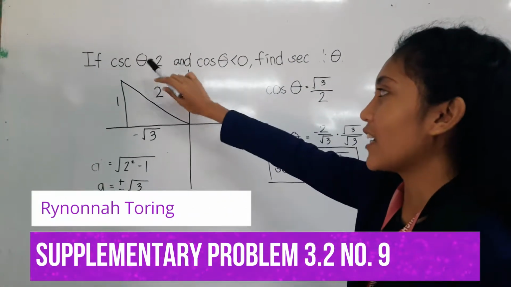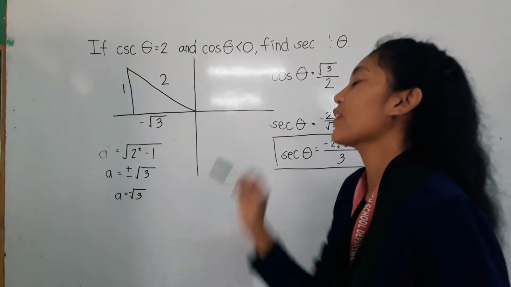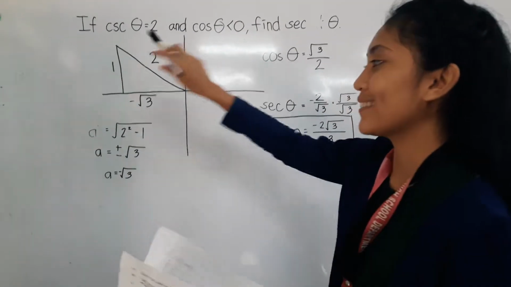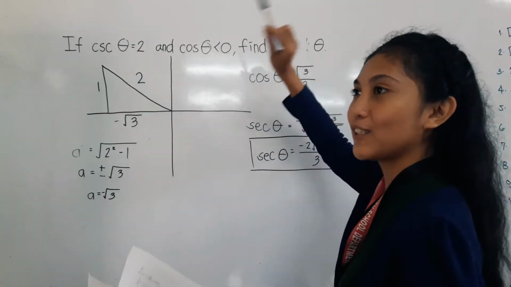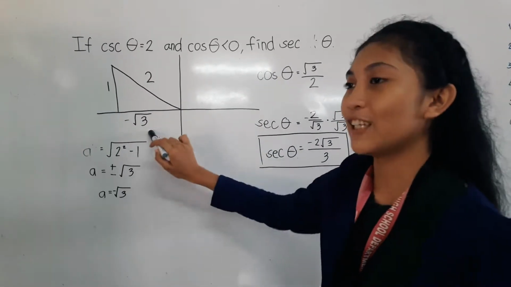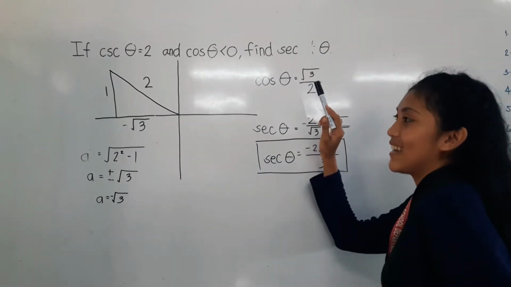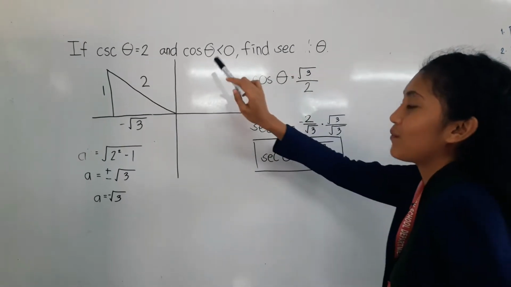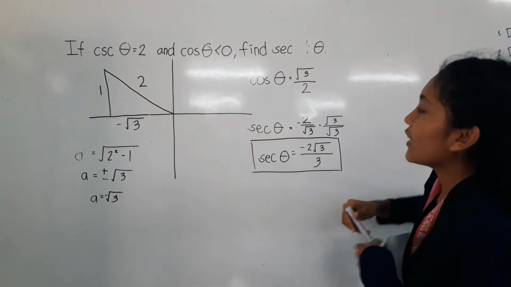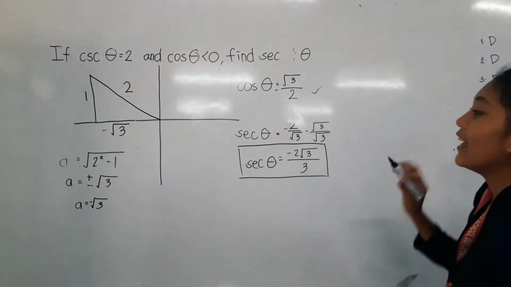If cosecant theta is equal to 2 and cosine theta is less than 0, find secant theta. So, since two quadrants can contain positive numbers, but given that cosine theta must be less than 0, the hypotenuse we will use is negative square root of 3. So, it is in quadrant 2. Then, the cosine is adjacent over hypotenuse. So, negative square root of 3 over 2 is less than 0. That is correct.